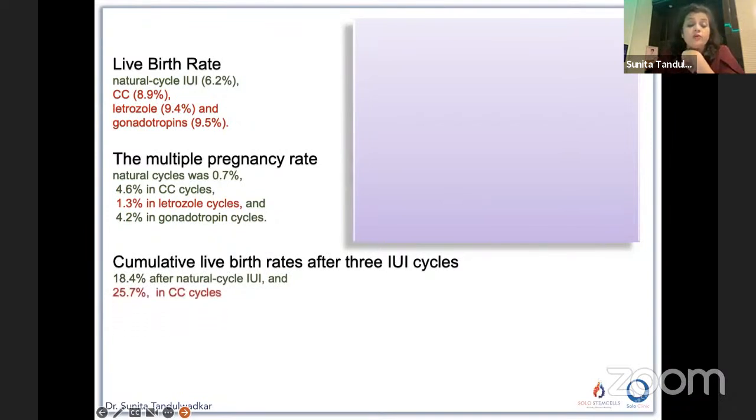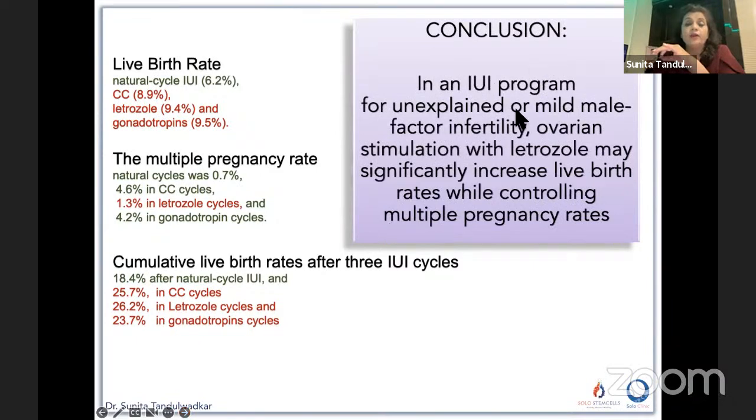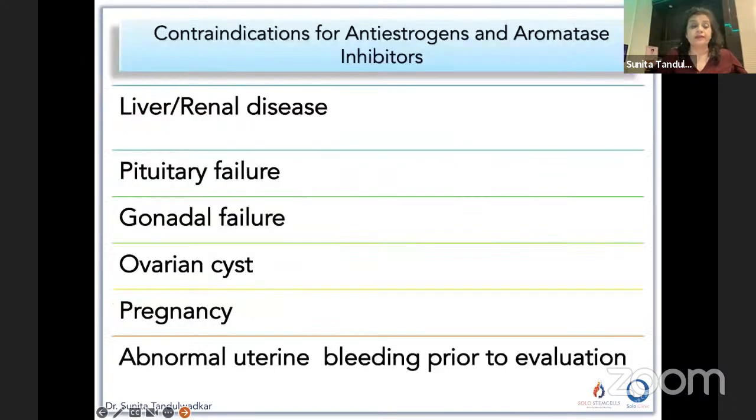And we all know that IUI should be done as near to the ovulation as possible. But the cumulative pregnancy rate, they found with CC, letrozole, and gonadotrophin, was in fact marginally more with letrozole than even gonadotrophin. And very importantly, they concluded that in an IUI program for unexplained or mild male factor infertility, ovarian stimulation with letrozole may significantly increase the live birth rate while controlling the multiple pregnancy rate, because it was only 1.3%. So in an ovulatory patient, when you are giving ovulation induction, letrozole alone may be much superior to others.